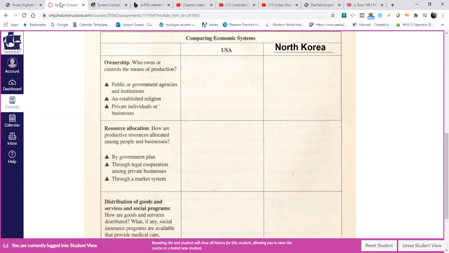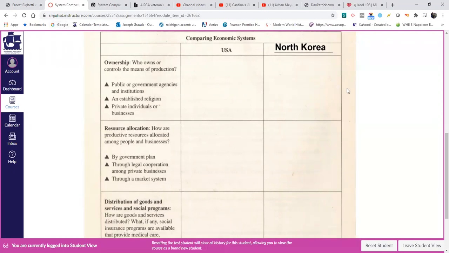Group 1, you'll answer these as it relates to the United States. Who owns or controls the means of production, which is the factors of production? Question 3 on your Formative, how are productive resources allocated among people and businesses in the United States? And then finally, for question 5, Group 1, you'll answer questions based on distribution of goods and services as well as social programs, right? How are those distributed in the United States?